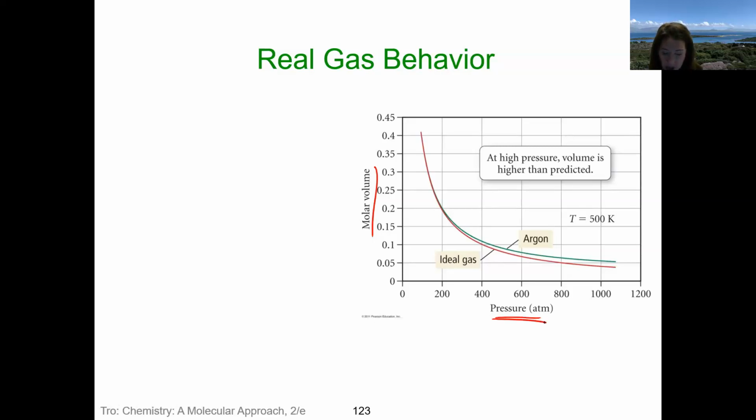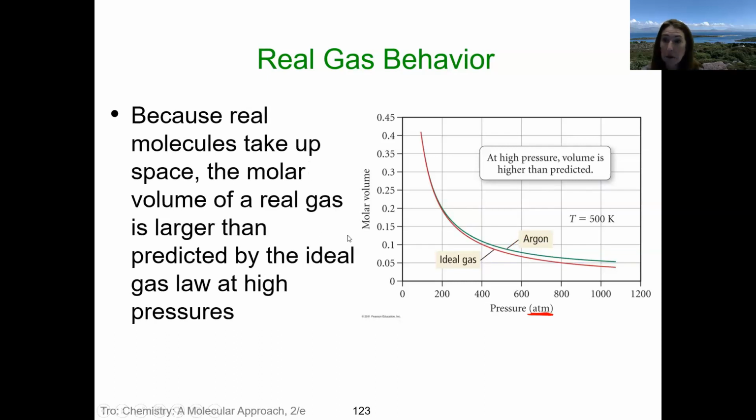And here's our pressure, in atmospheres. So we're at like 1 atmosphere, very low, but these are very, very high pressures. Our ideal gas is the red one, and we're just going to use argon because it's easy to use in this one. At low pressures, you can't even tell the difference. But the higher the pressure we get, the more the gas deviates from what an ideal gas is.